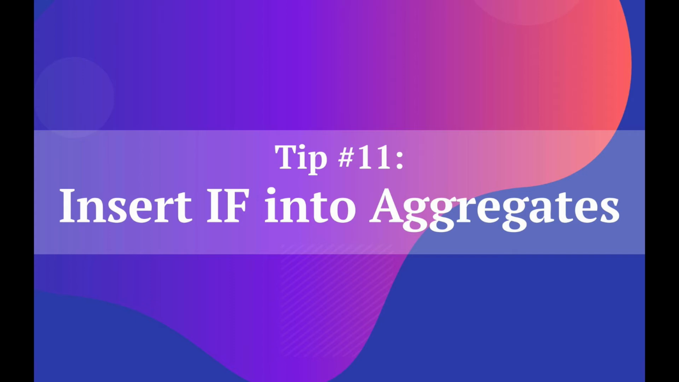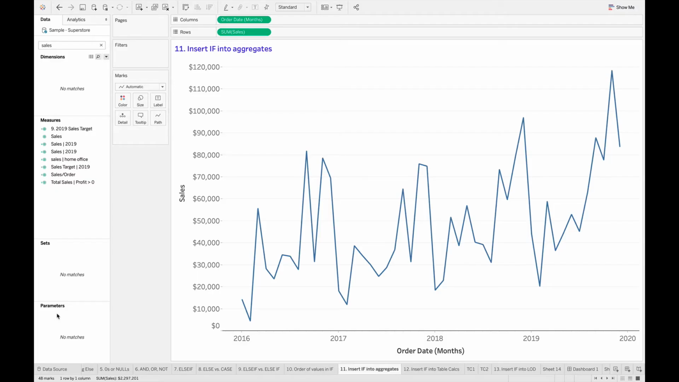Earlier on in the previous episode, we talked about the importance of the if statement. I really want to show it here. I always find myself inserting an if statement into an aggregate. So instead of showing total sales like you see on this chart, what I want to show is the percent of sales that are of the home office. And I can do that by nesting an if statement inside of a calculation.